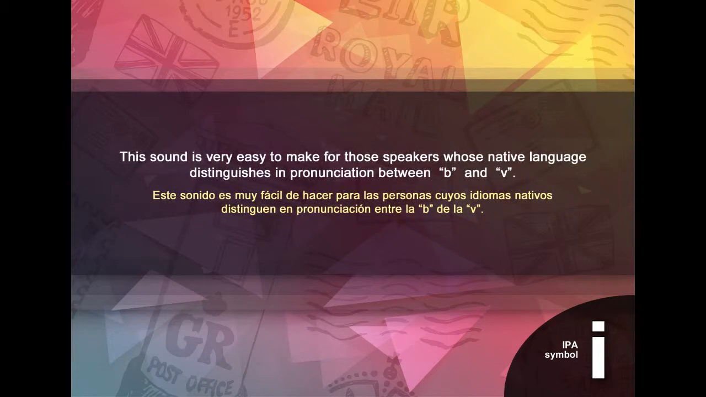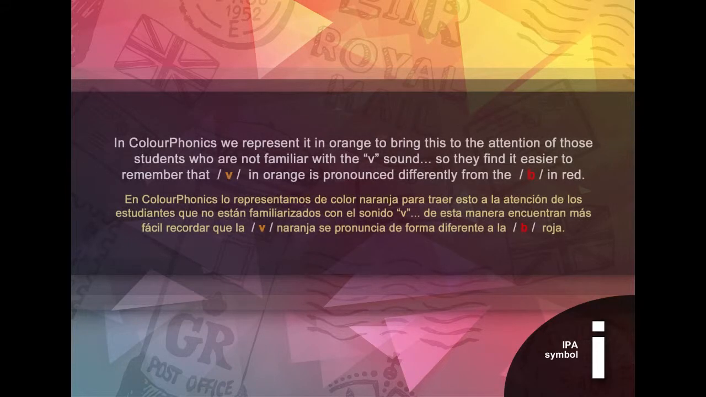This sound is very easy to make for those speakers whose native language distinguishes in pronunciation between B and V. In Colourphonics, we represent it in orange to bring this to the attention of those students who are not familiar with the V sound. So they find it easier to remember that V, in orange, is pronounced differently from the B in red.